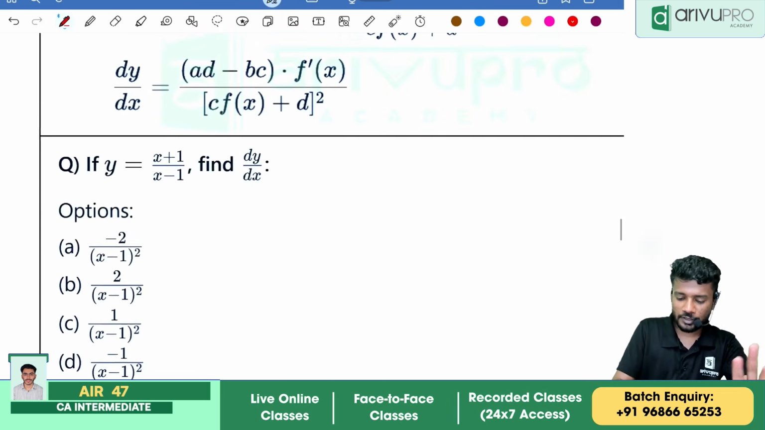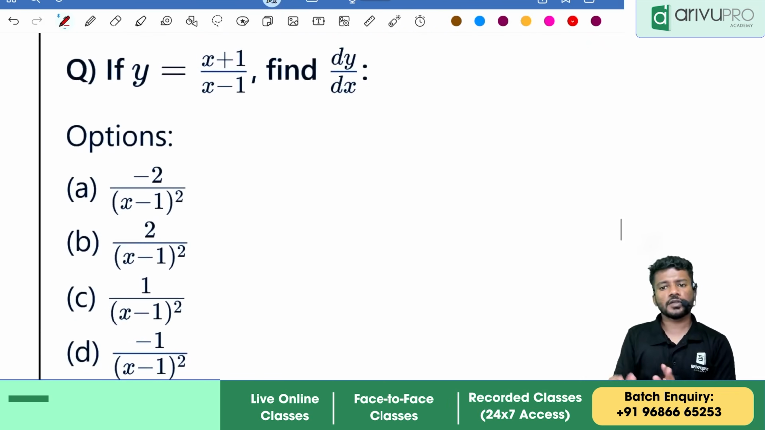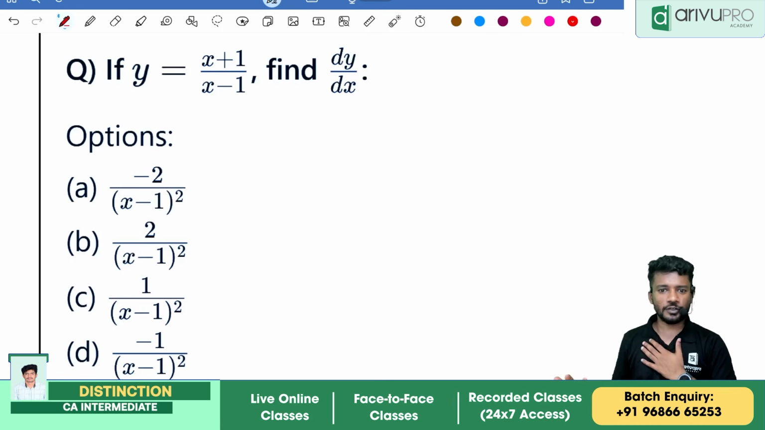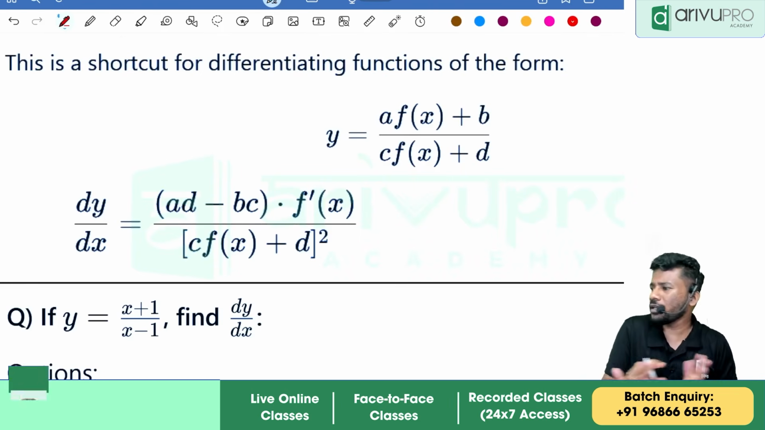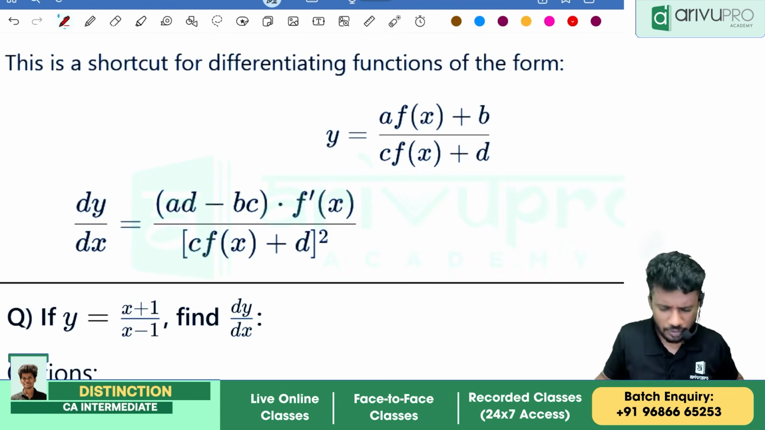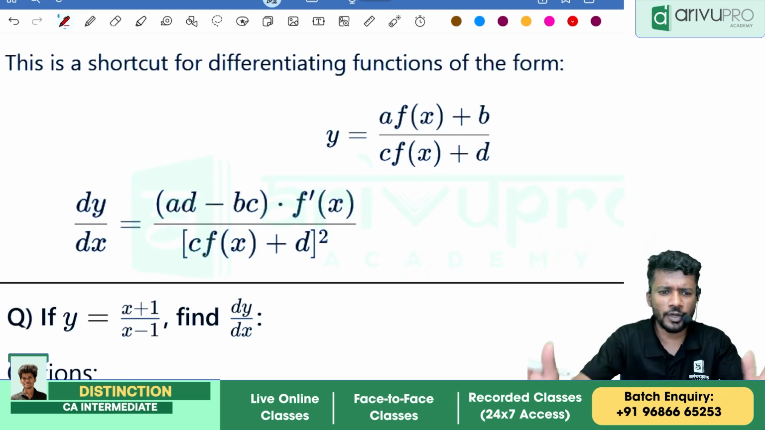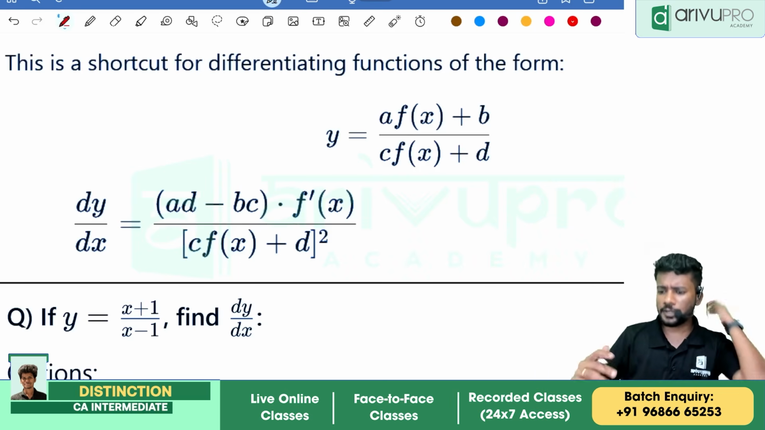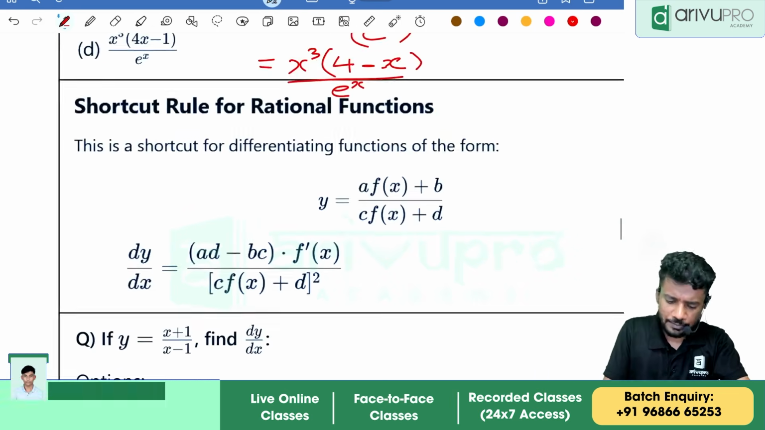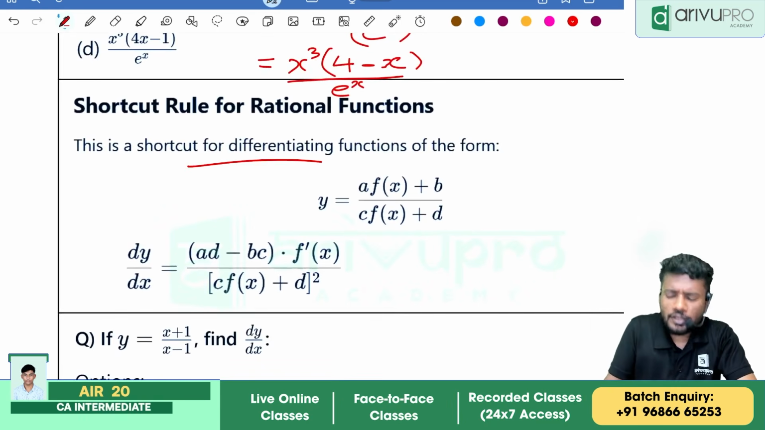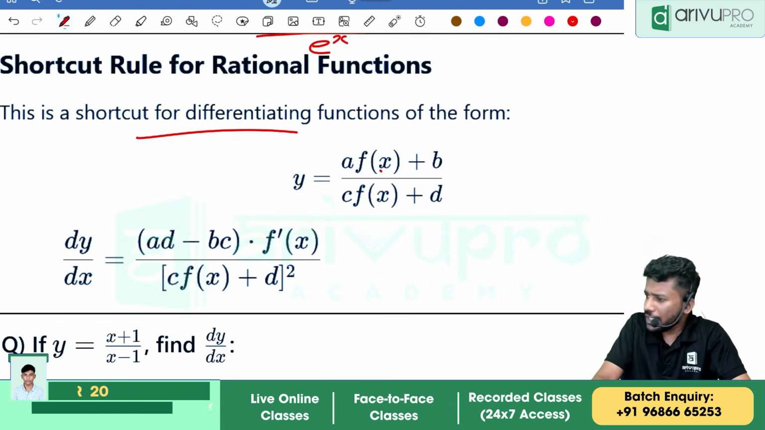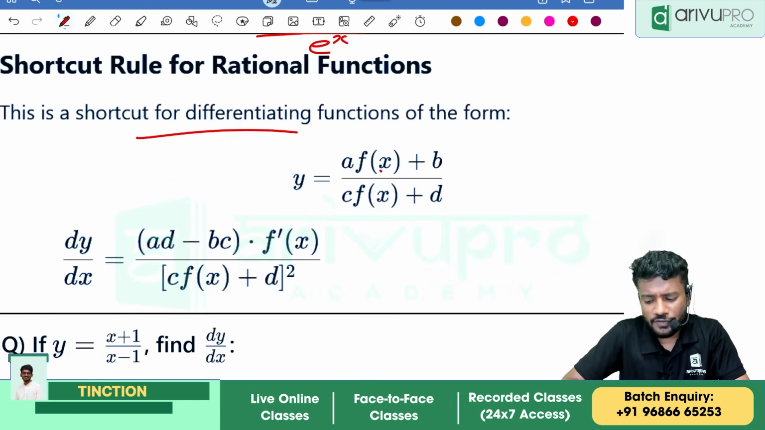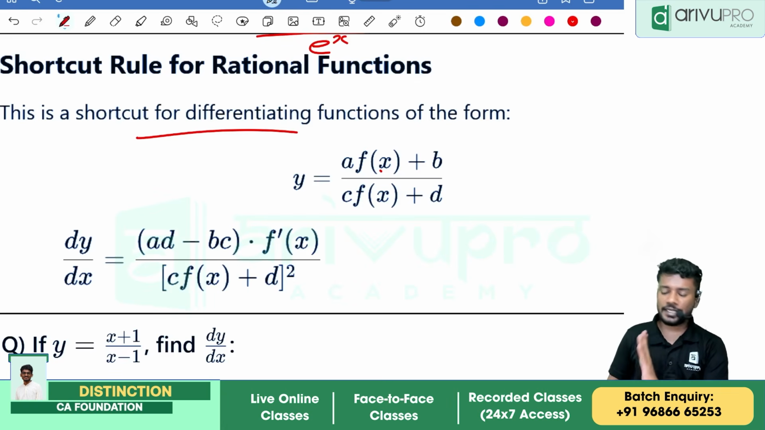If you ask me, see this question above. You can solve the same thing with our quotient rule. We can solve the same thing with quotient rule. But I have made some shortcuts for many of the questions. Whichever can be solved using quotient rule or the product rule or any other, we can use that method also. But look at this. When it is of the form y is equal to a into f of x plus b divided by c into f of x plus d, we can directly go for the answer.